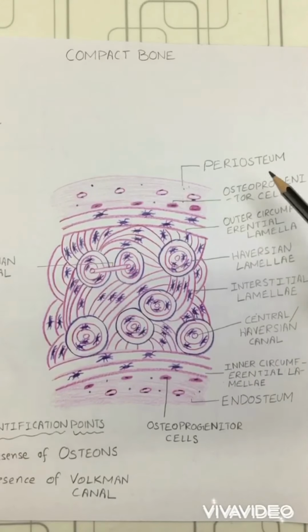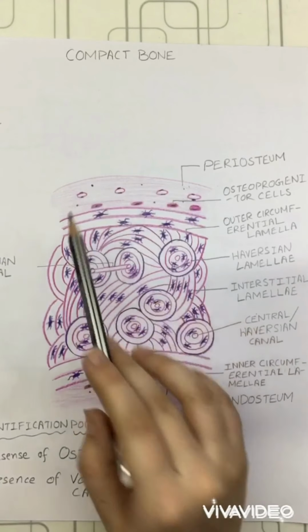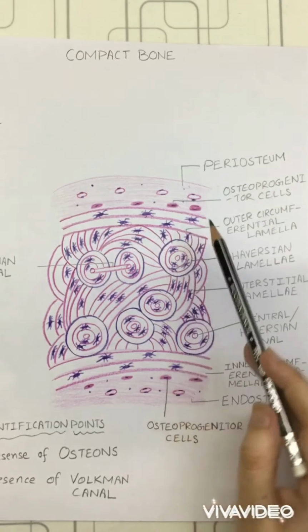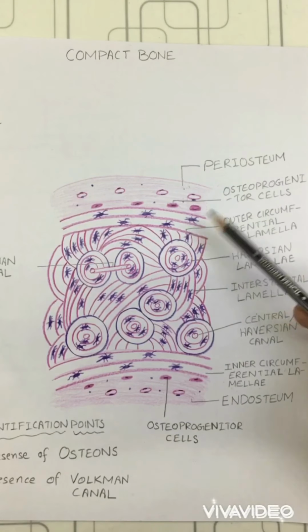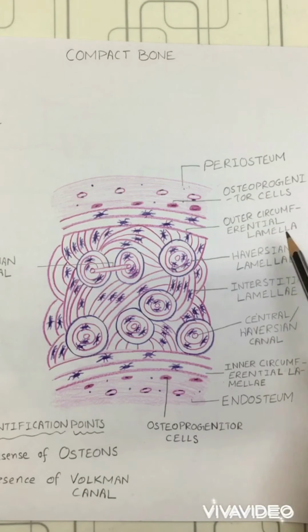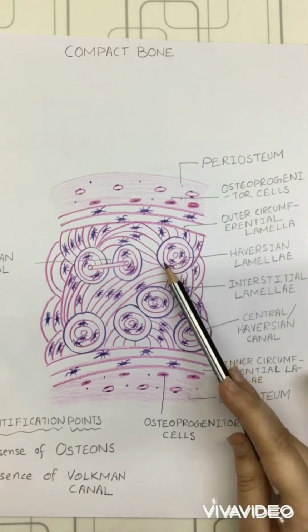Now let's discuss the structure of the compact bone in detail. This is the periosteum. It is a layer of dense irregular connective tissue. It also contains osteoprogenitor cells. It covers the external surfaces of bones. The lamellae present under the periosteum are known as outer circumferential lamellae. This is the osteon. It has a central canal which is surrounded by the Haversian lamellae.